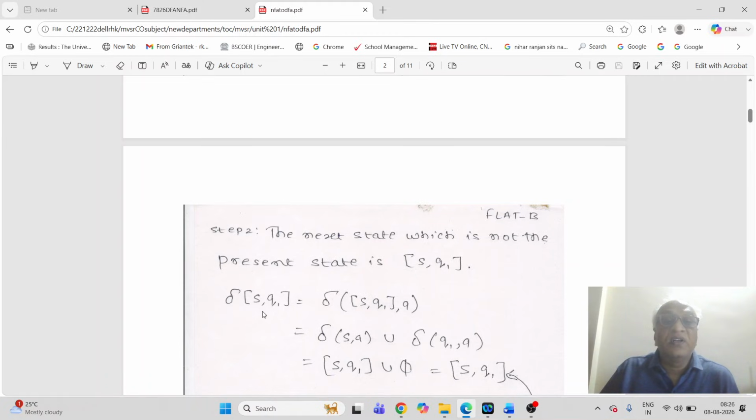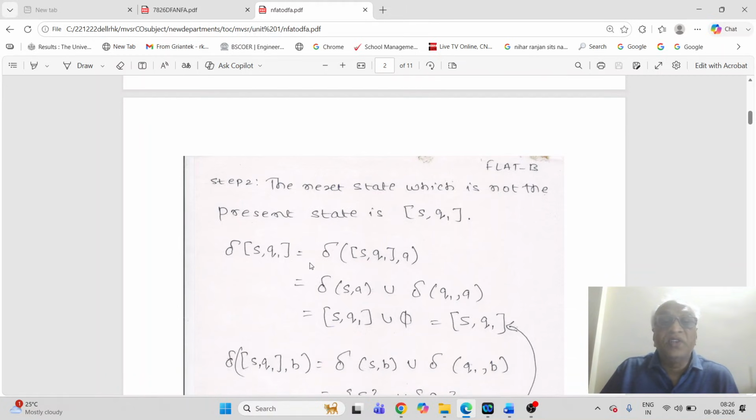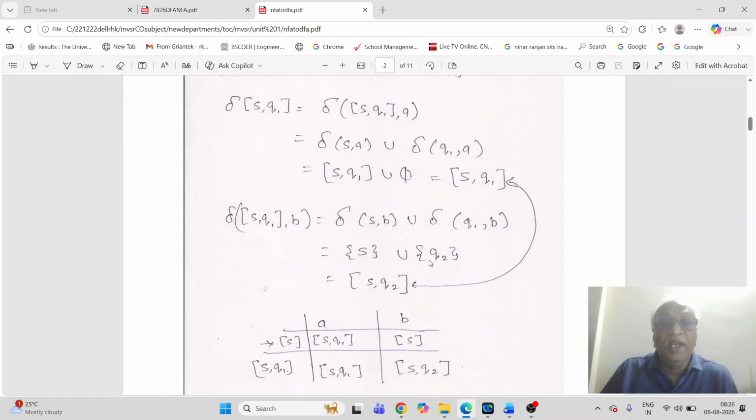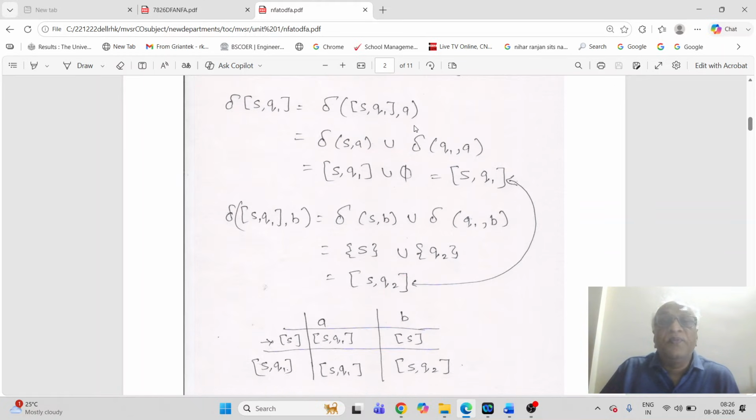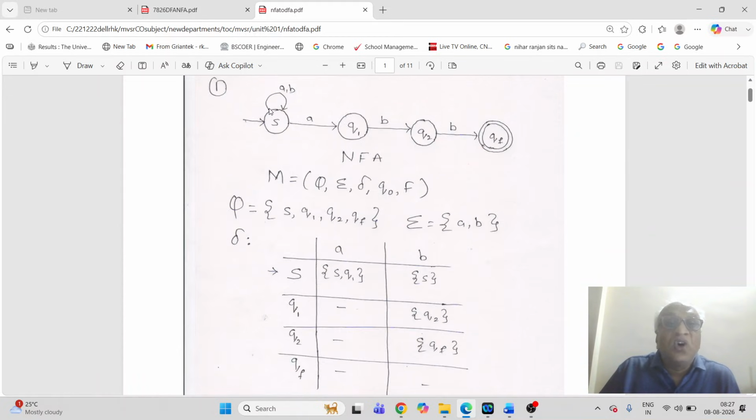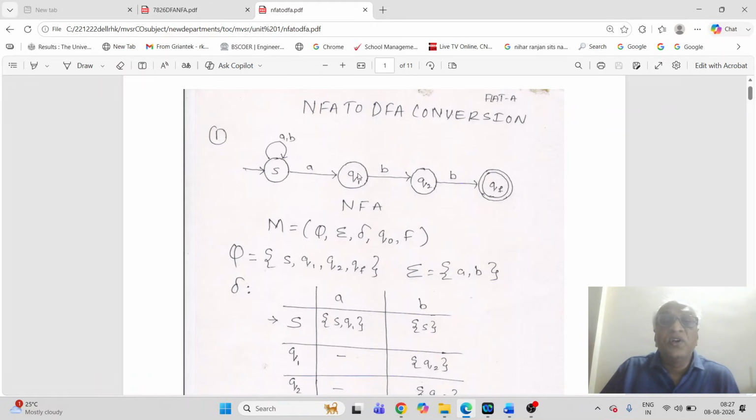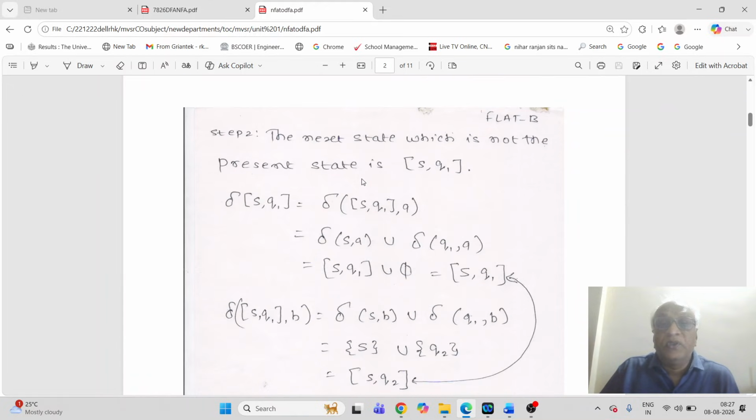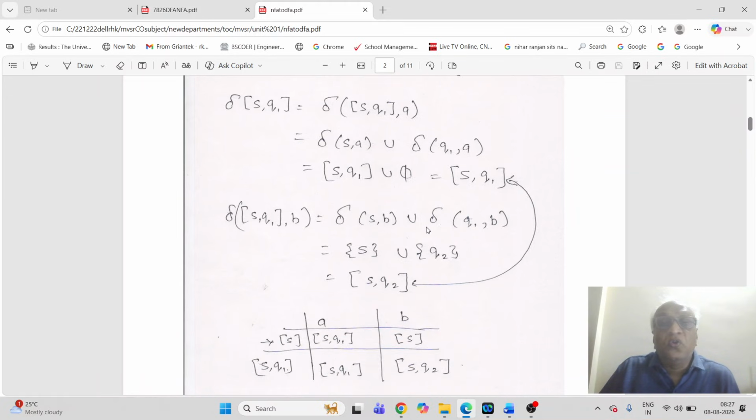So we have to find the transition for S comma Q1. Now delta of S comma Q1 will be delta of S comma Q1 comma A and delta of S comma Q1 comma B. Delta of S comma Q1 comma A will be delta of S comma A union delta of Q1 comma A. So what is S comma A? S comma A is again S comma Q1. And what is Q1 comma A? Nothing, null. So delta of S comma A is S comma Q1 and delta of Q1 comma A is phi. So it comes to S comma Q1.